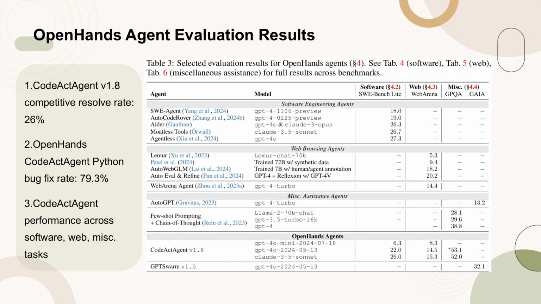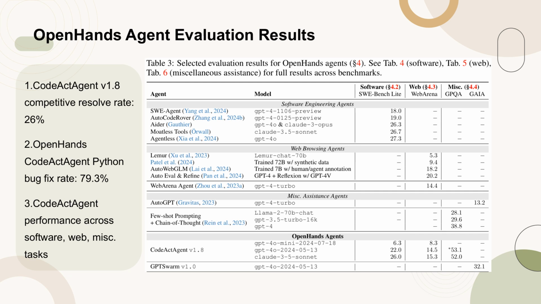Table 3 presents selected evaluation results for OpenHands agents, highlighting their performance across various benchmarks. Notably, the Kodak agent version 1.8, utilizing Claude 3.5 Sonnet, achieves a competitive resolve rate of 26% in software engineering tasks. Additionally, the OpenHands Kodak agent demonstrates a successful bug fix rate of 79.3% in the Python subset of Muennighoff. This table underscores the agent's versatility, showing competitive performance across software development, web interaction, and miscellaneous tasks without modifications to its system prompt.